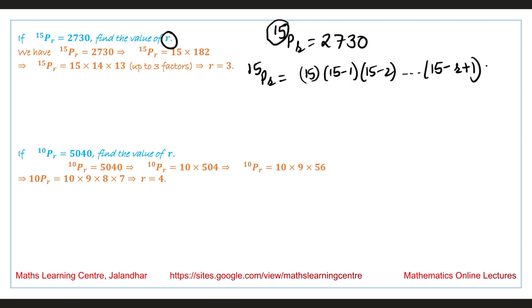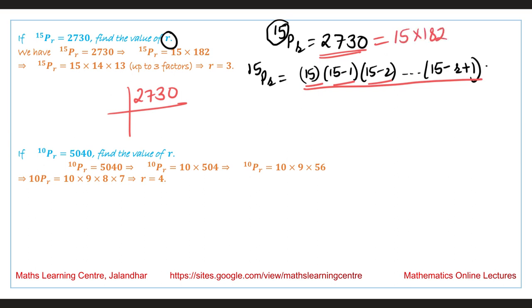So if we try to factorize this number in these terms, we are talking about the factors of 15, 14, 13. If we divide this number 2730, if we try to factorize this number, we will obtain 15 into 182. We are writing 182 in terms of 14, so it is 14 into 13.